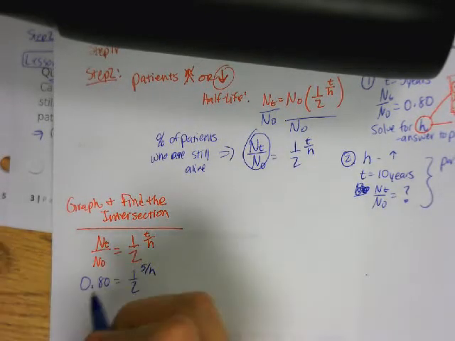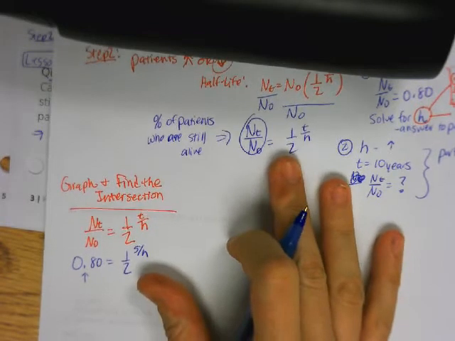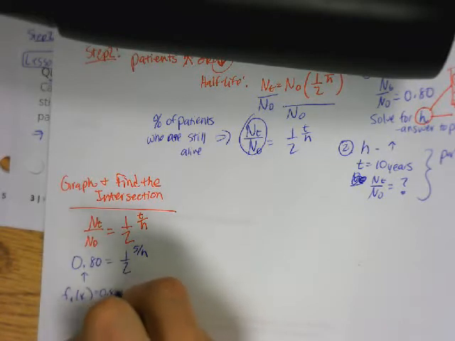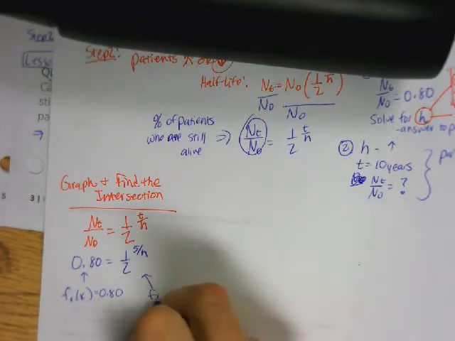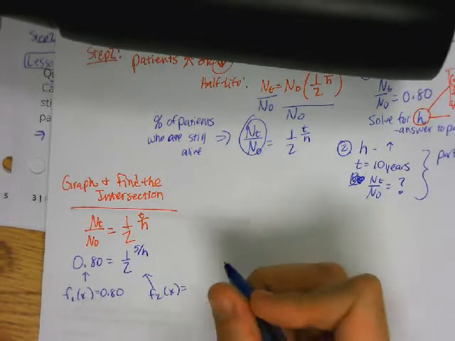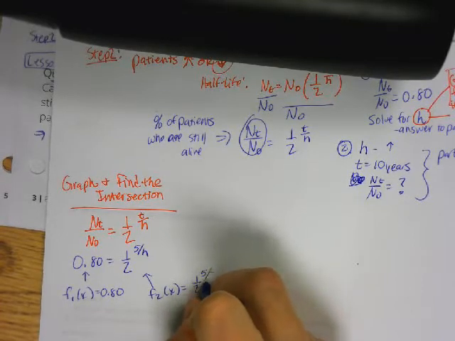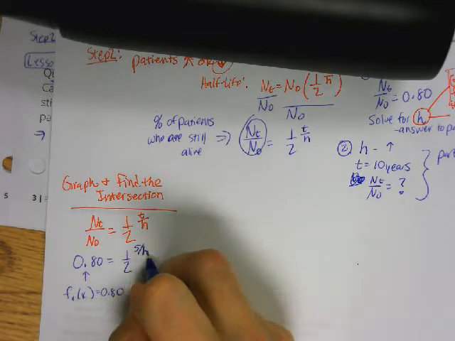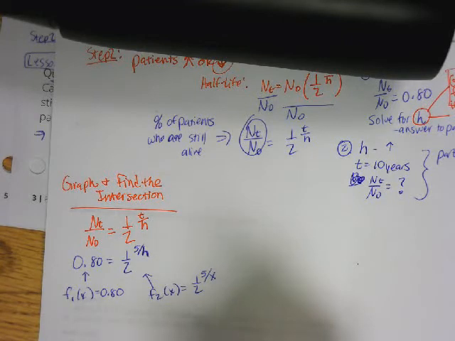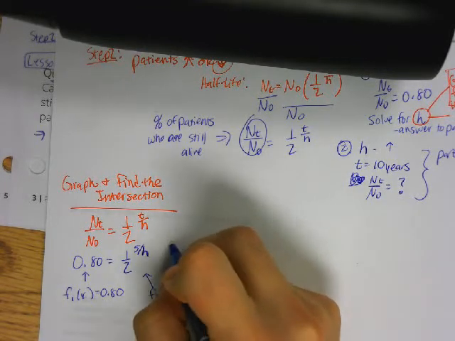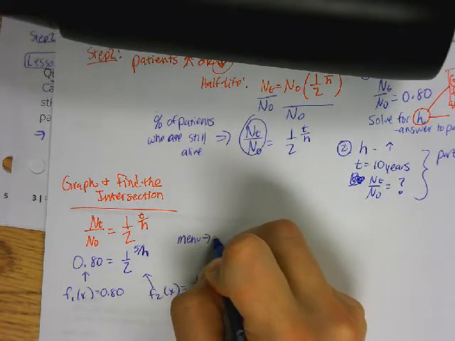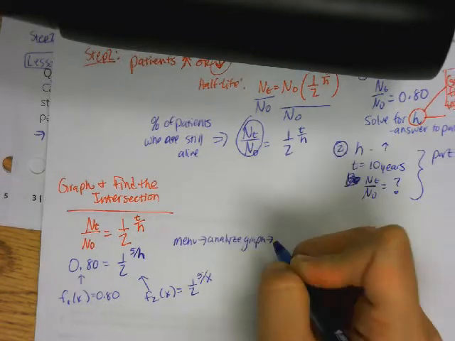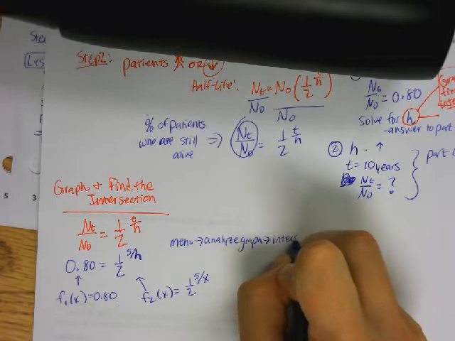So to solve for H, you would plot this. This is your F1 of X. Your F2 of X is 1/2 to the power of 5 over X. So instead of writing H, I write X. Okay, so you plot these two functions, and then you go to Menu, Analyze Graph, and you want to find the intersection point.